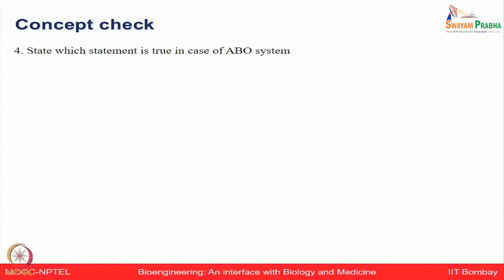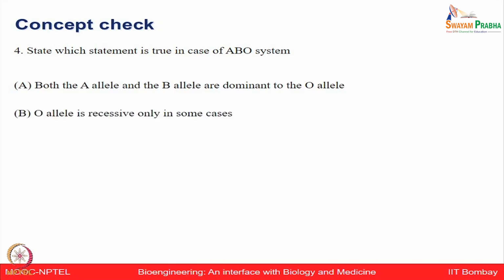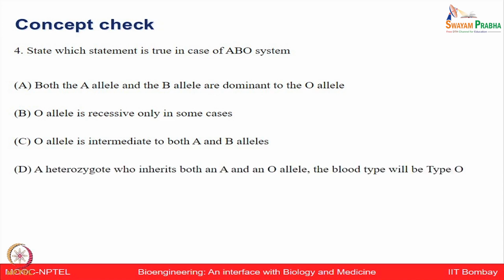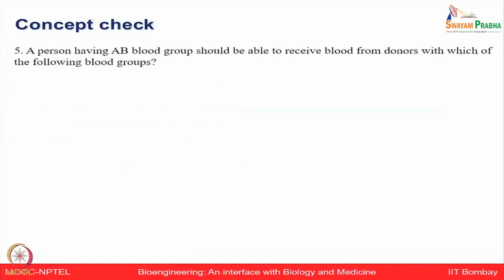Which statement is true in case of ABO system? A person having AB blood group should be able to receive blood from donors with which of the following blood groups?